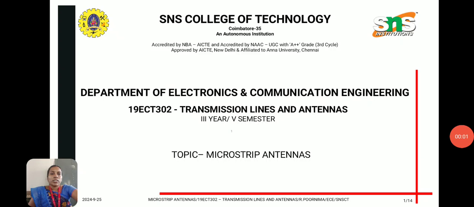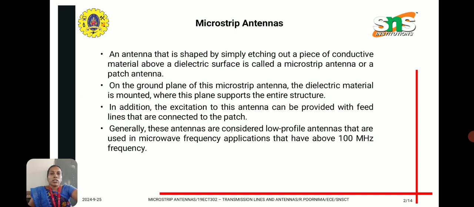Welcome to this video lecture on the subject transmission lines and antennas. In this lecture we are going to discuss microstrip antennas. A microstrip antenna is formed by simply etching out a piece of conducting material above a dielectric surface. So it is known as the microstrip or patch antenna.